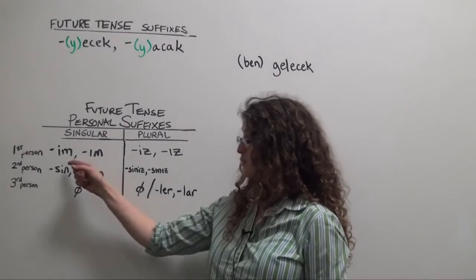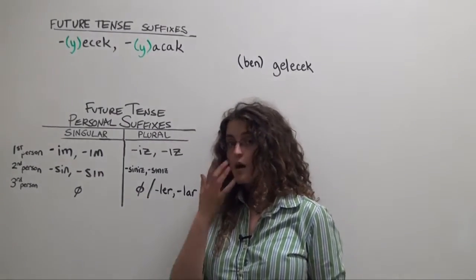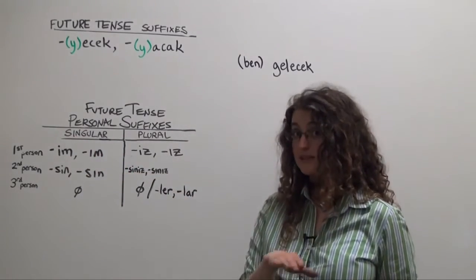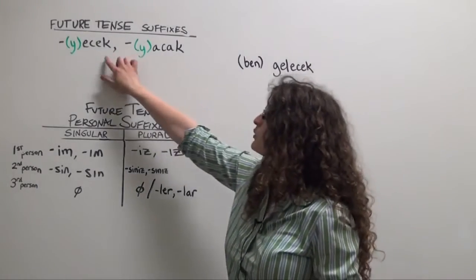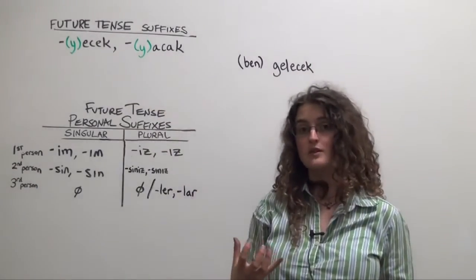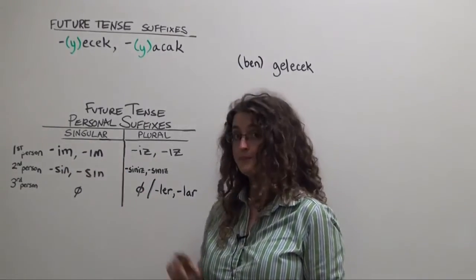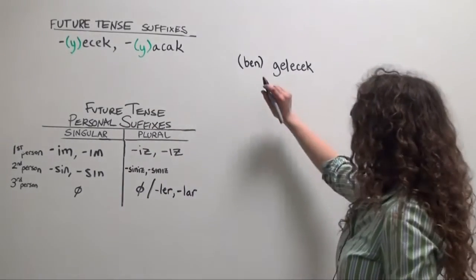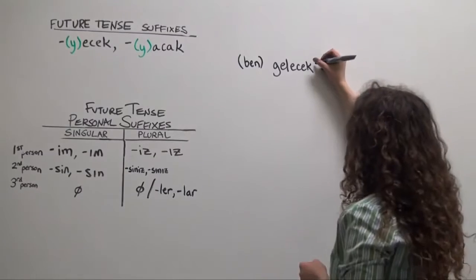Okay, we're not done though, because we need to add the appropriate personal suffix. We'll add our personal suffix according to the rules of four-way vowel harmony, but because our personal suffix will be harmonizing with the syllable directly preceding it, in other words, with whatever form of the future tense suffix we've chosen, we're effectively going to choose either im, sin, sun, and so on. So, ben gelecek, im.